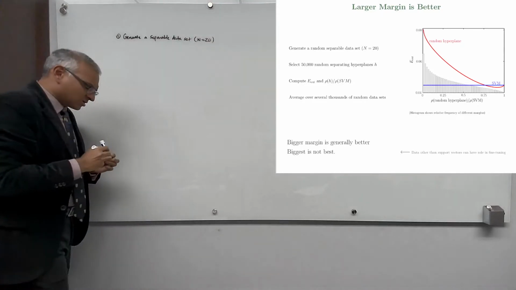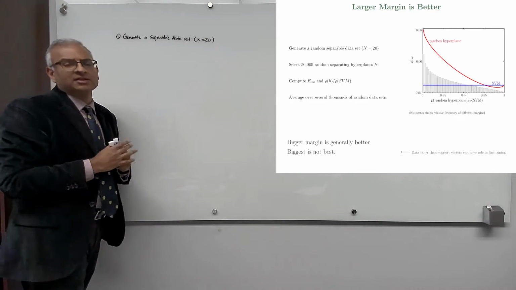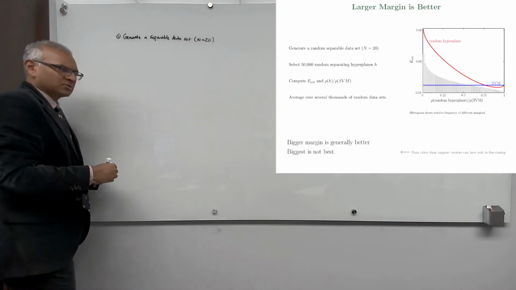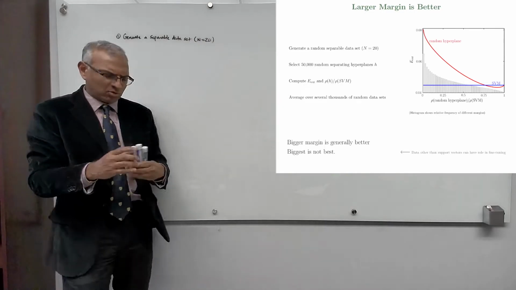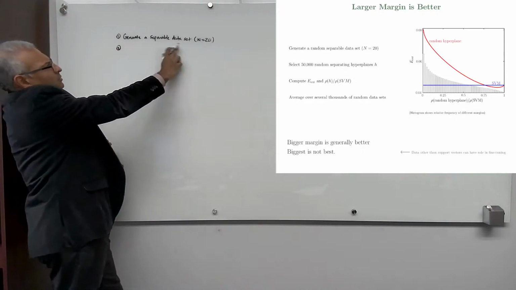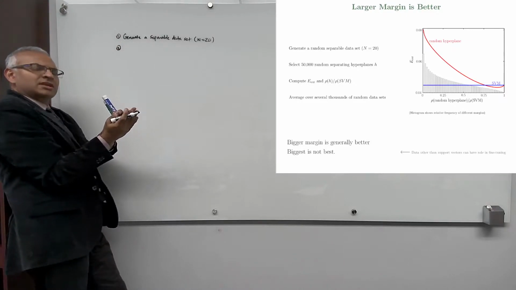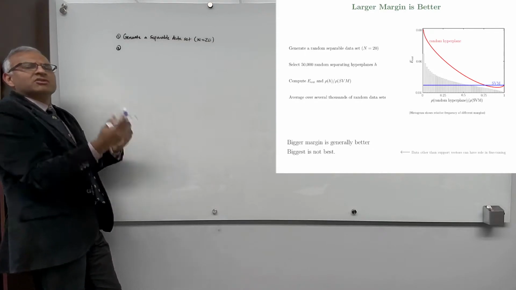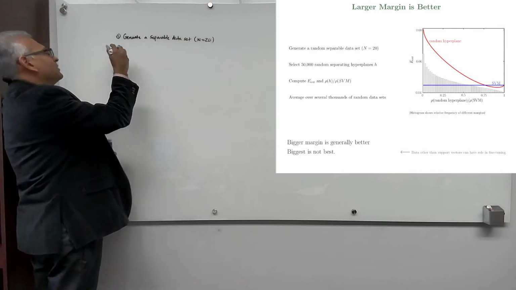Now, this is not a proof that fat hyperplanes are better than thin hyperplanes. This is just some experimental evidence. So most of the details are not that important. Follow the gist. The second step is, now that we've generated a separable data set, so that there will be many possible separating hyperplanes, randomly generate 50,000. That's the experiment that we ran.